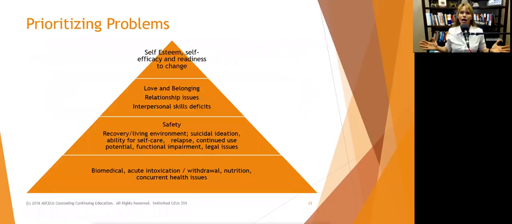So prioritizing problems, you will recognize Maslow's hierarchy, and I love Maslow's hierarchy. Generally, we want to stabilize biomedical conditions, acute intoxication, any withdrawal issues, and don't forget protracted withdrawal, please. Protracted withdrawal can happen 2 to 4 weeks after the person actually stops using a substance. And some of you are aware of PAWS, post-acute withdrawal syndrome. That refers to protracted withdrawal. Benzodiazepines, alcohol, methamphetamines, and cannabis are 4 that you can experience protracted withdrawal with.